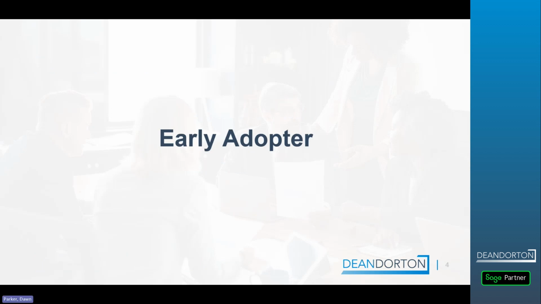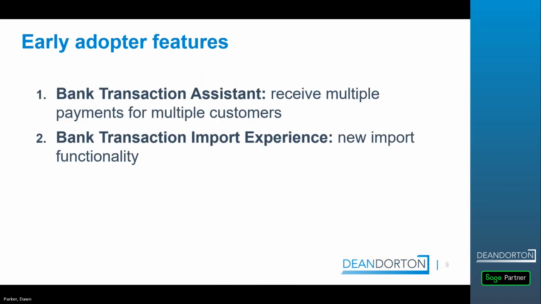We're going to take a look first at some early adopters, some features that are not quite released for general availability, but they're in that early adopter phase. There's two this time around. There's the Bank Transaction Assistant, and that allows you to quickly assign customers to bank transactions and then receive multiple payments for multiple customers, all from the bank transaction page.